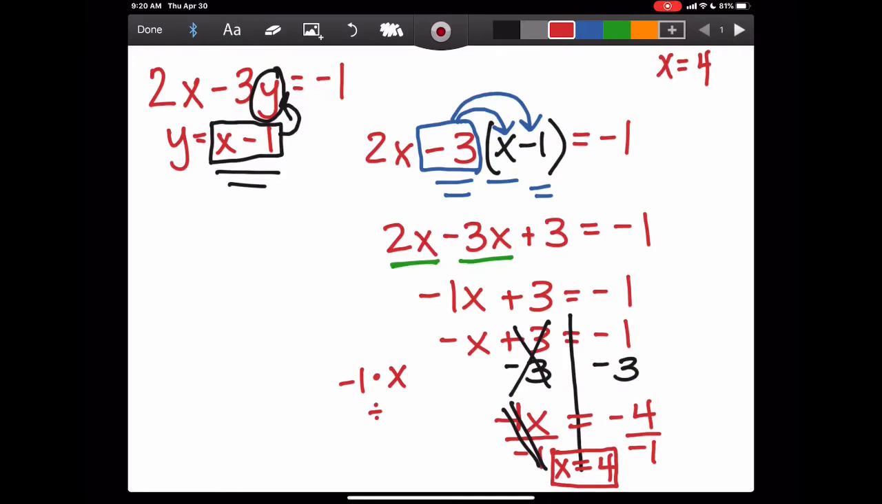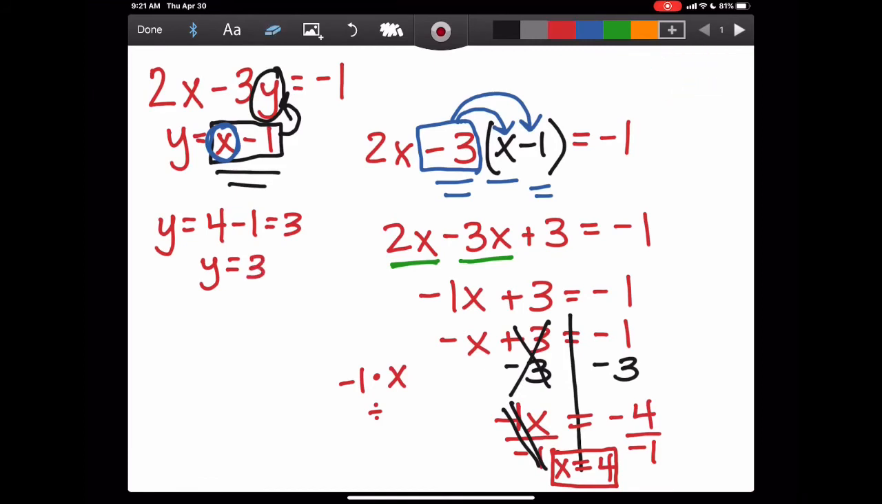Okay, so now that I know what my x is, I need to figure out what my y is. So now that I have an x, I can substitute my x, my 4, where I see an x in this bottom equation. So let's do that now. So I have y is equal to, instead of writing x, I'm going to write 4. 4 minus 1. 4 minus 1 equals 3. So my y is going to be equal to 3.